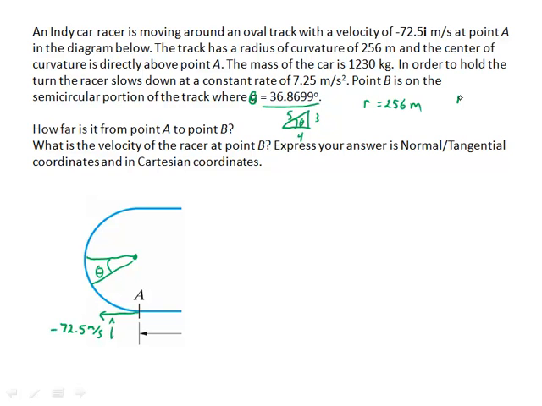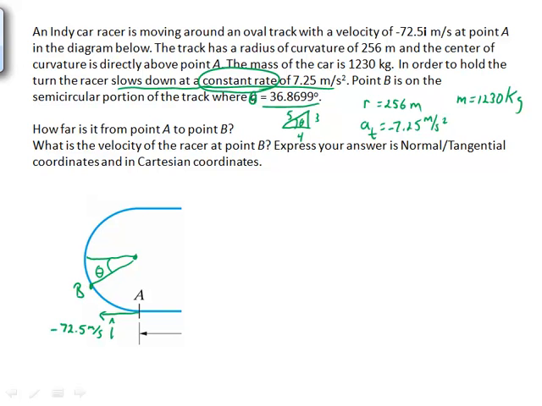I know the mass of the car, 1230 kilograms, and it's slowing down, so this is a tangential acceleration, and the tangential acceleration is constant, so A tangential equals 7.25 meters per second squared, and it's slowing down, so that must be negative. All right, so here's point B.